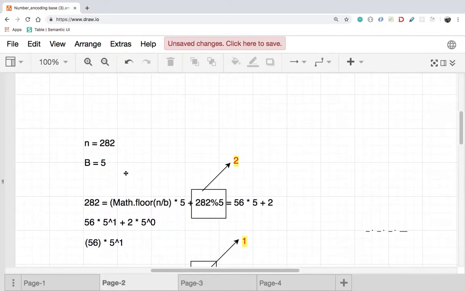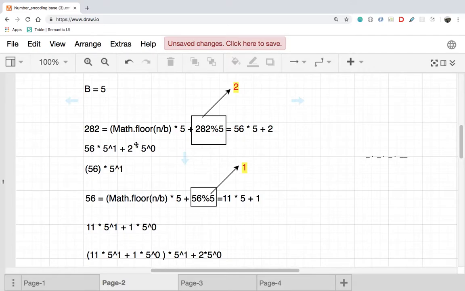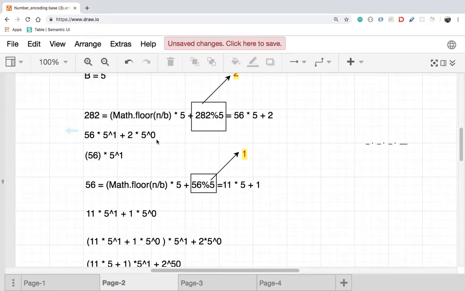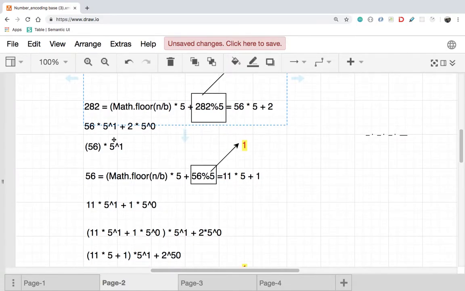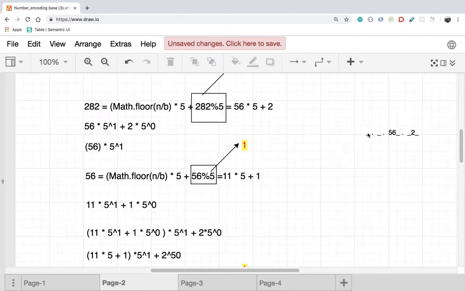Now let us find out what the base 5 number is going to be when we pass in 282. Here n is 282, b is 5. 282 is equal to Math.floor(n/b) times 5 plus 282 modulo 5, that is equal to 56 times 5 plus 2. Now we can rewrite it as 56 times 5 power 1 plus 2 times 5 power 0. We found out the number for 5 power 0 and 5 power 1. Here, this is the 0th position and this is the first position, and that was 56 in our case.